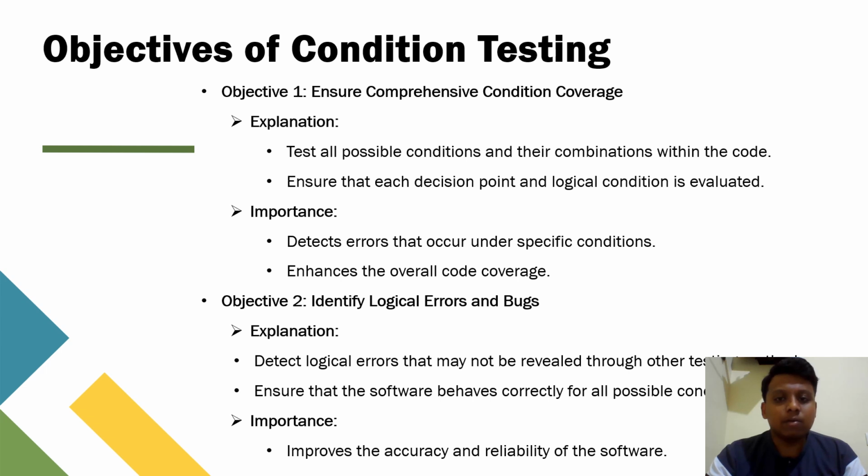Now let's look at the objectives of condition testing. Objective 1: ensuring comprehensive condition coverage. Testing all possible conditions and their combinations within code ensures that each decision point and logic conversion is evaluated. The importance of detecting errors that occur under specific conditions, enhancing overall code coverage. Objective 2: identifying logical errors and bugs. Explanation.